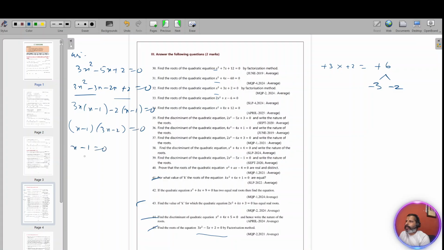Equate to 0, you get the roots. X equal to 1 is the root. Then 3x minus 2 is 0 means x equal to 2 by 3 is the root. Understood? Similarly, you can find the 33.